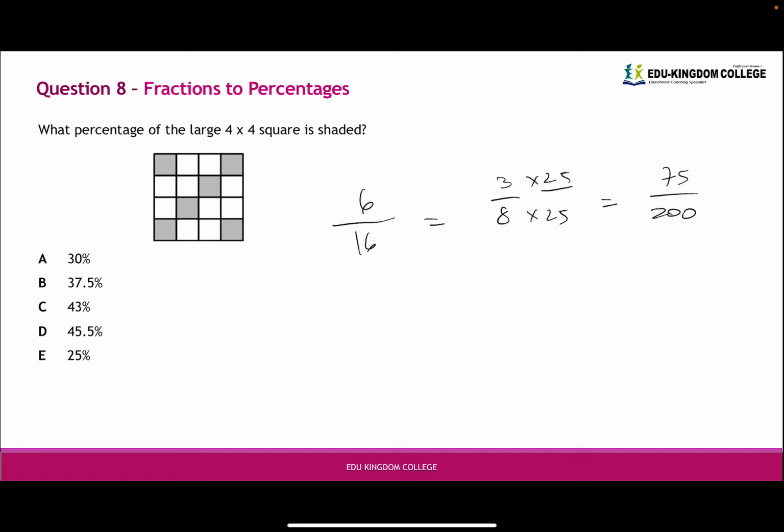Now, if we multiply that by 100%, that'll give us 75/2%. And that is just the same as 37.5%, which is B.